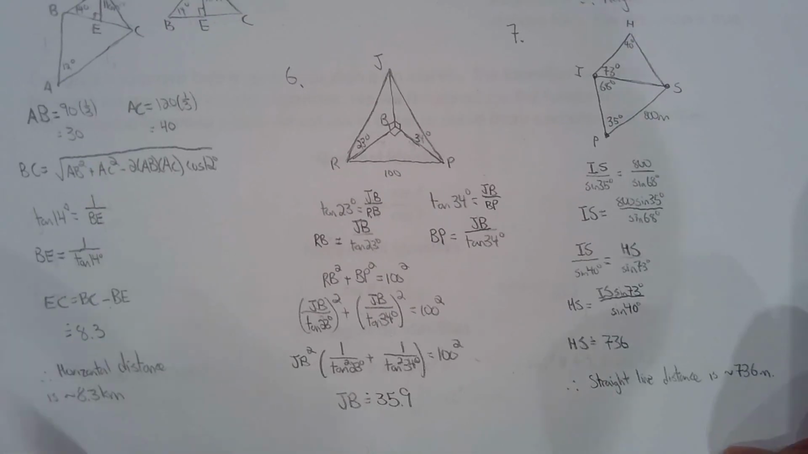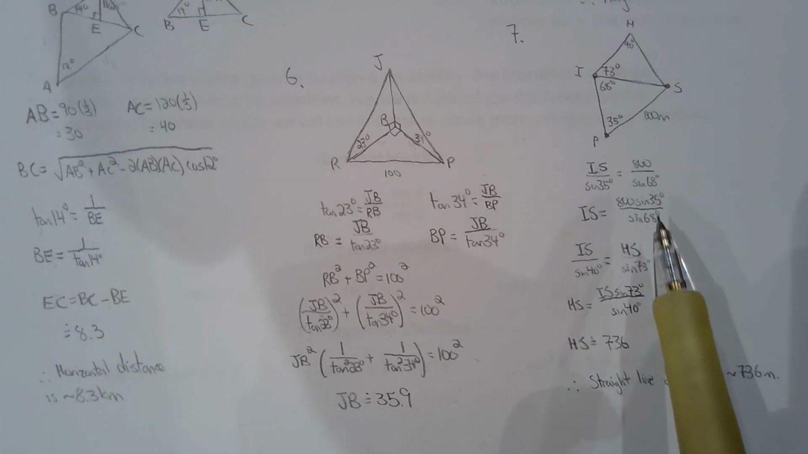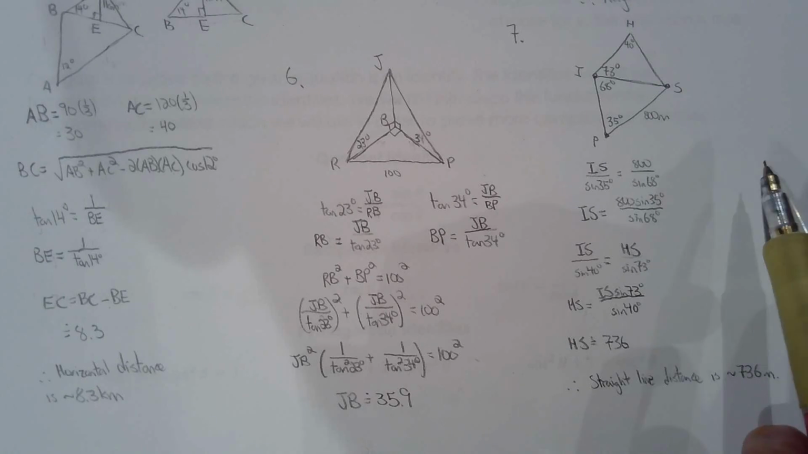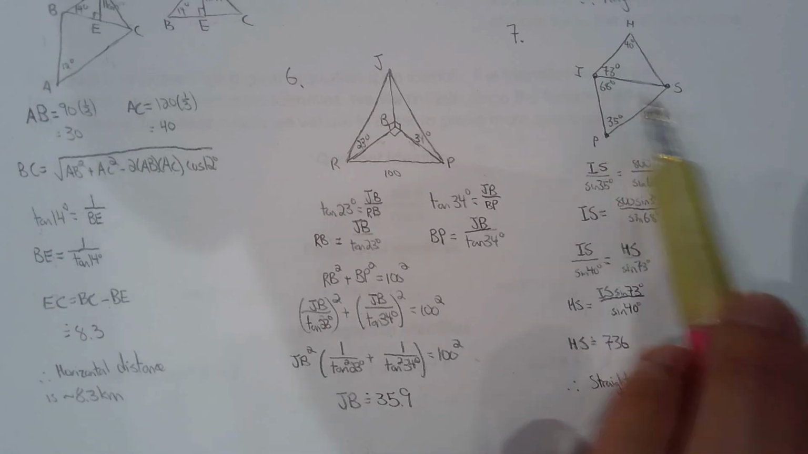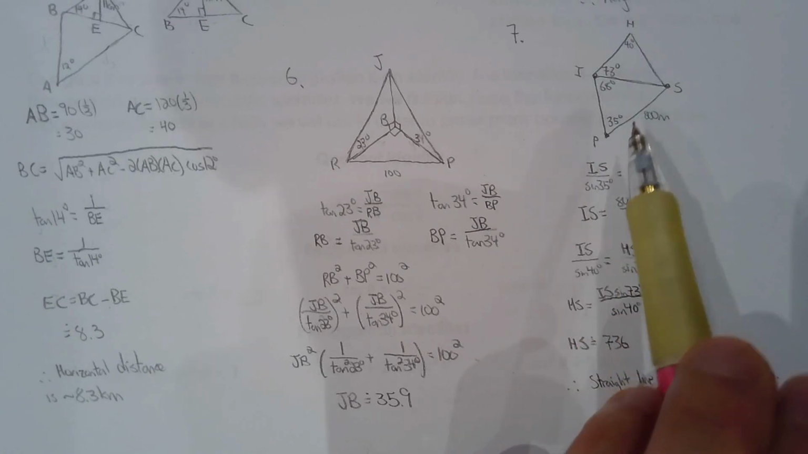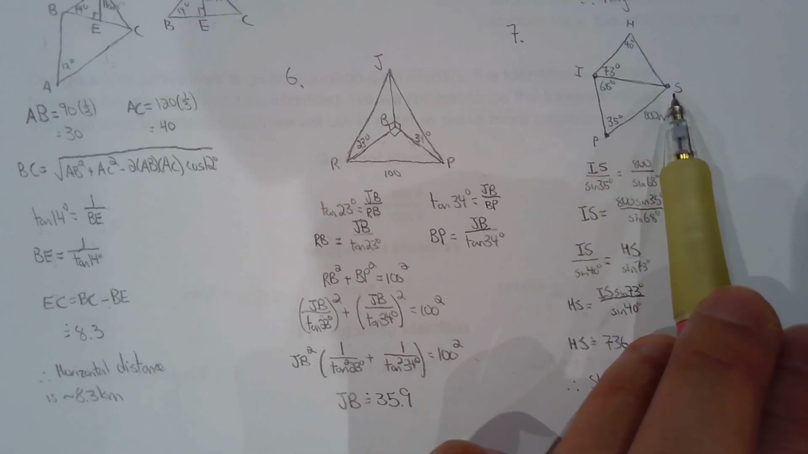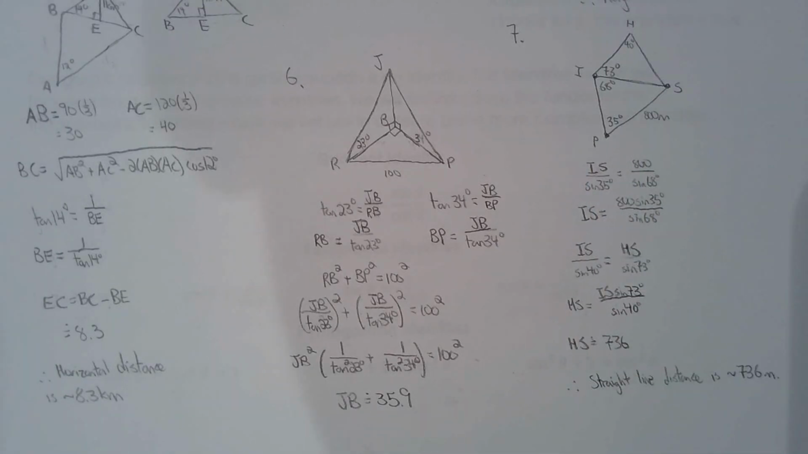Okay, last one, question 7. We are trying to find the straight line distance from the helicopter to the sailboat. Helicopter to sailboat, so that's HS. Hopefully you got the right diagram. Once you have the right diagram, I can see that I want to solve for IS. IS is very powerful because it's part of both triangles, PIS and HIS. So solve for IS, and then you can solve for HS. Basically, sine law twice and you're done.